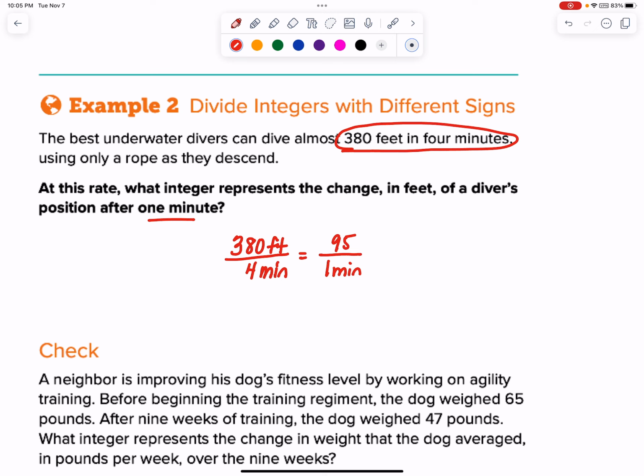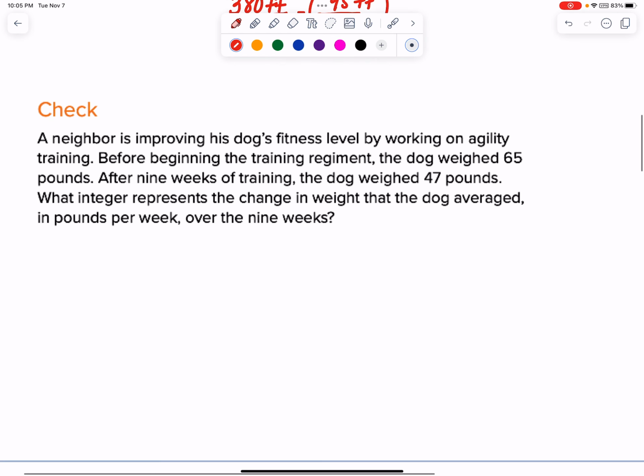Okay, and so if you think about this, a descent would be going negative 380 feet in 4 minutes. So a negative divided by a positive. I hate to love. And so if you hate to love, you actually hate. And so my answer is negative as well. Okay. And so we have negative 95, or a descent of negative 95 feet per minute, is our answer. Okay, so just being aware of that word descend can be represented as that. Okay, or let's go ahead and do your check for that.